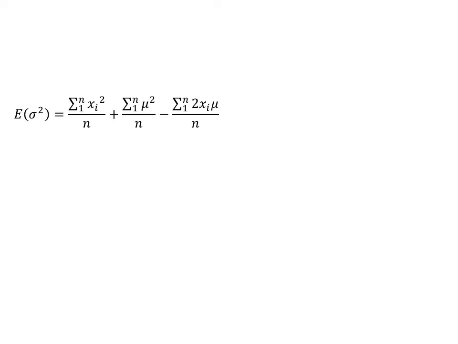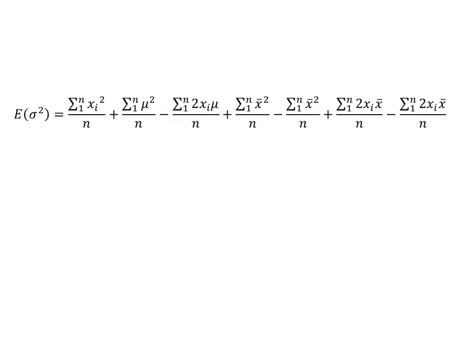So we start with our estimate of sigma squared using a sample, but where we know mu. Notice again that we're using the sample size n in the denominator, not n minus 1, because we know the population average. Now we're going to add and subtract the sum of x bar squared divided by n. And we're going to add and subtract the sum of 2xi x bar divided by n.